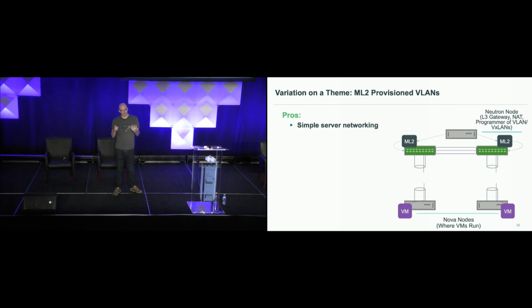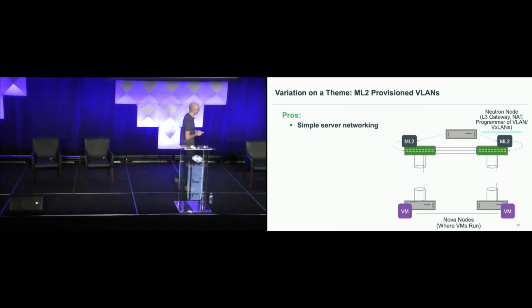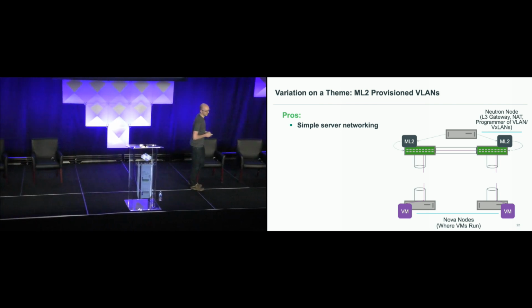So again, super simple server networking. I don't have to pre-provision. I don't have to give my network team a list of things that they need to know about. They just listen to the OpenStack API calls, and OpenStack does the magic. Again, I hope this is a level of networking that our server folks can handle. I'm giving a lot of hate on the server folks.